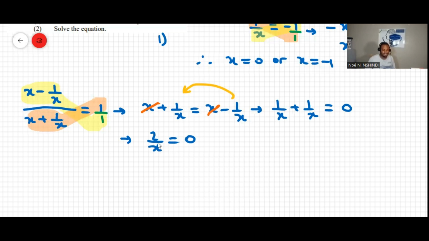This expression is not possible unless x here is infinite. This expression is possible only if x is infinite, because dividing by infinity gives 0. So because the rule says that any number divided by infinity is equal to 0.